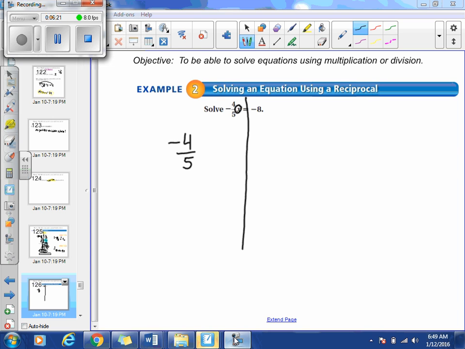So I'm going to look at the side with the variable. And I'm going to say, okay, what are they doing to the variable? They're taking it times negative 4/5. I'm going to rewrite that. Equals negative 8. All right?